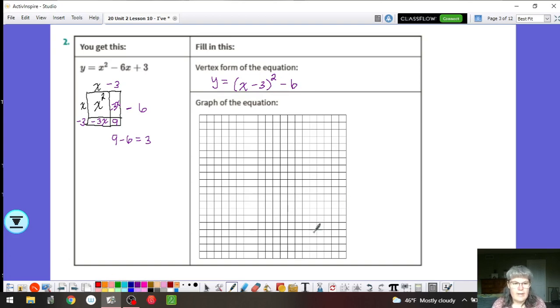So we can identify our vertex from vertex form. That's why it's called vertex form. And our vertex is going to be at the point (3, negative 6). We can also use the anchor values of 1, 4, and 9.